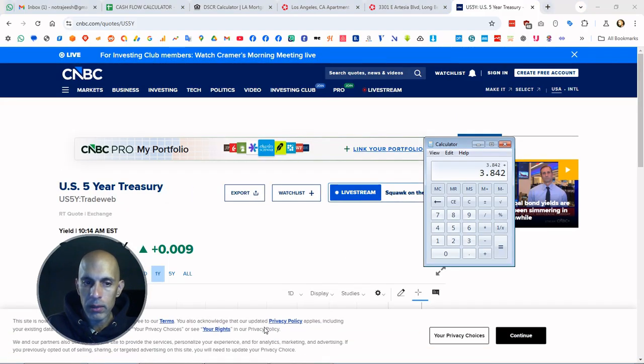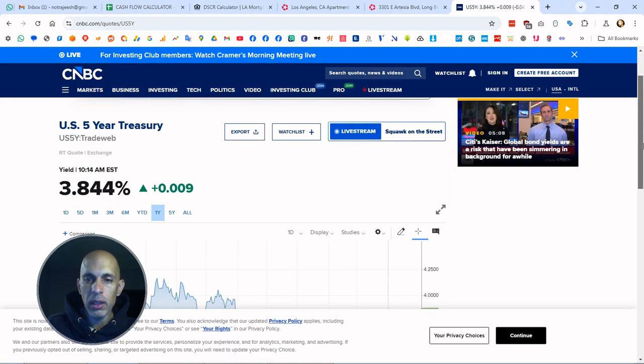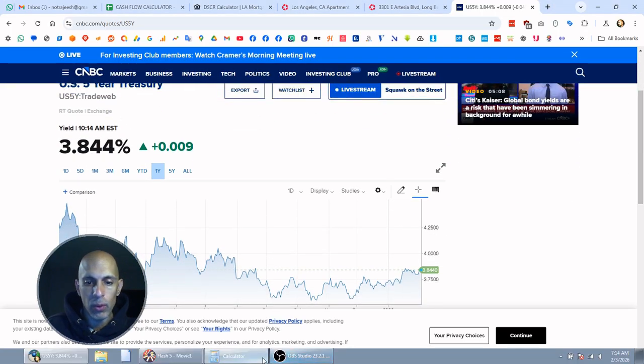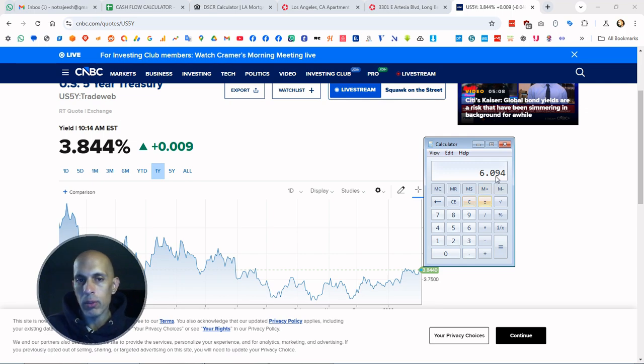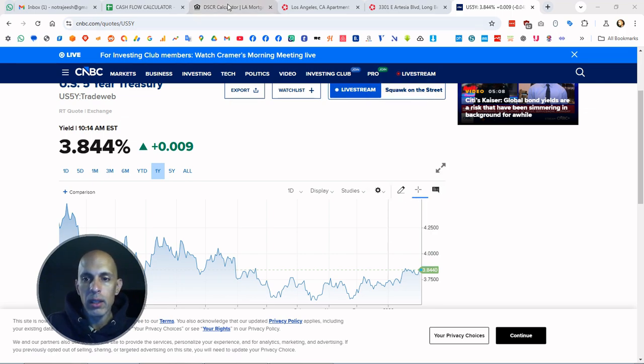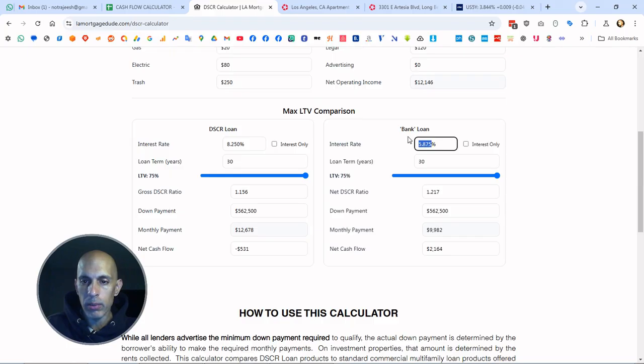3.842 plus, oh, it just updated to 3.844. So let's do that again. 3.844 plus 2.25. That's our spread. So we're looking at a 6.09 DSCR ratio.